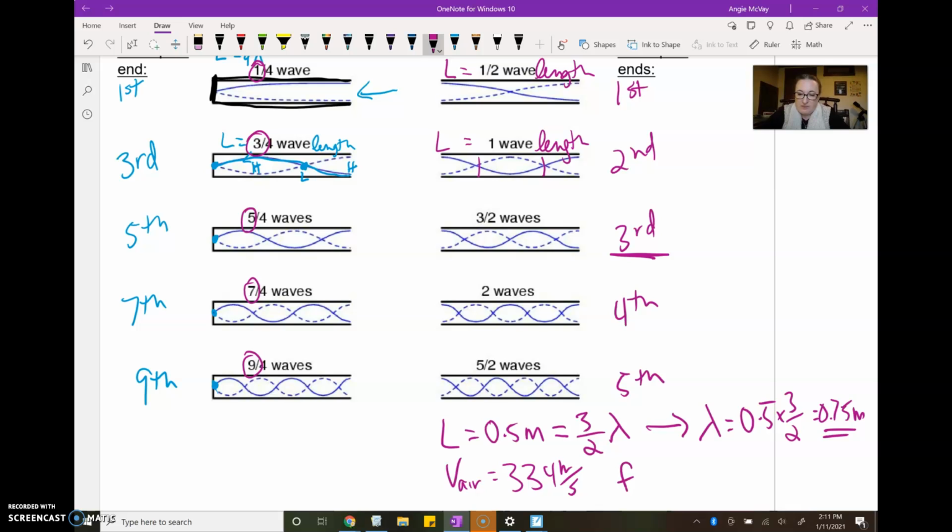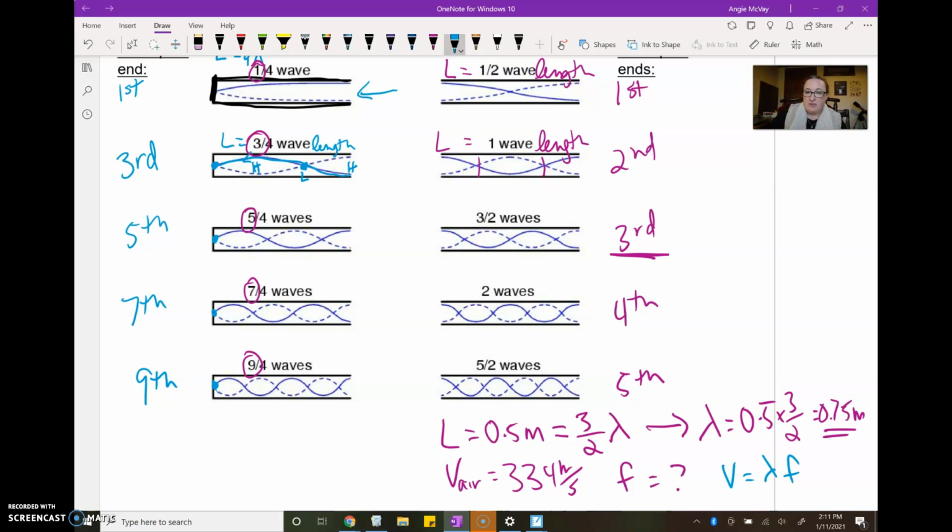What's the frequency? You can just use the equation speed equals wavelength times frequency to find the value of the frequency of that particular sound that is resonating in a pipe at its third harmonic, and that pipe is 0.5 meter long. All right, so that's the type of problem that we're looking at here.